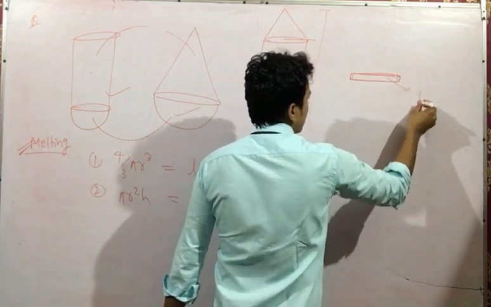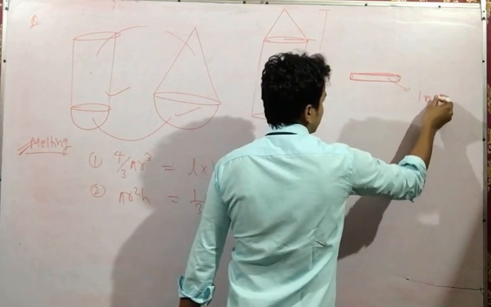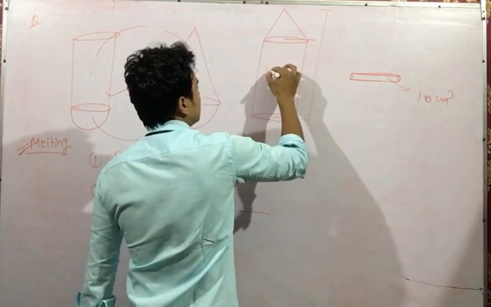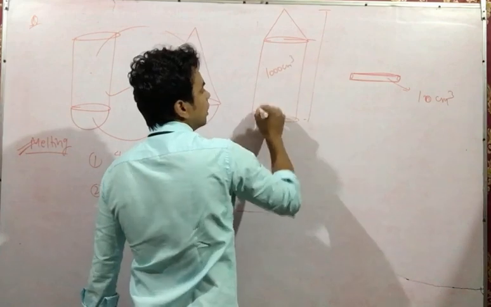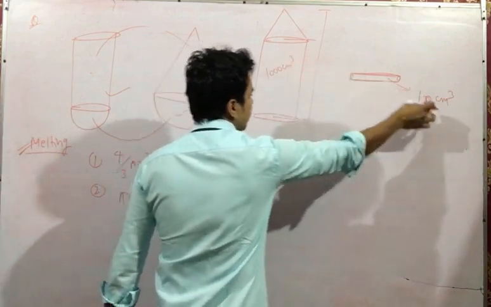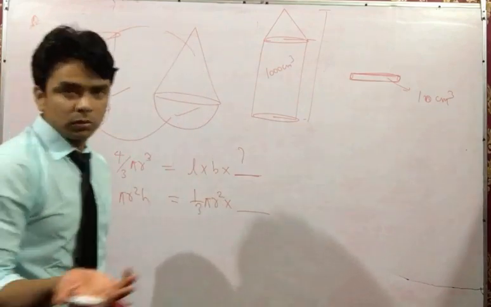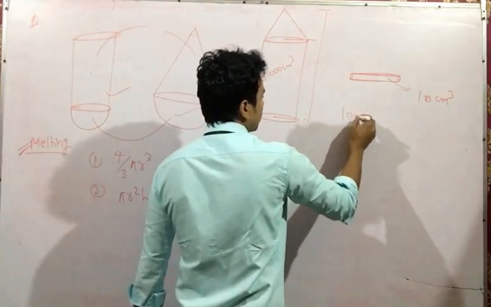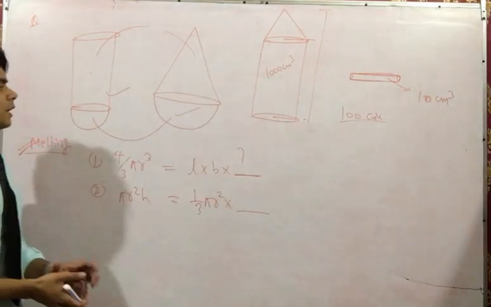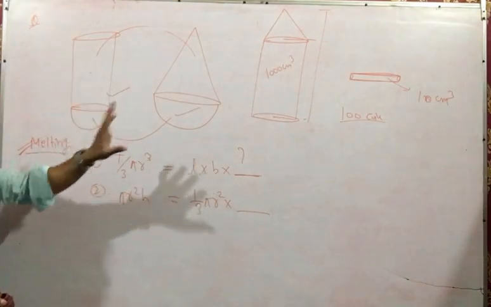Suppose the volume of a coin is 10 centimeter cube, and the volume of this shape is 1000 centimeter cube. So how many coins can be made by melting this? It's simple. Larger volume divided by smaller volume. Simple. So 100 coins can be made. These questions can be asked on how to convert from one shape to another.